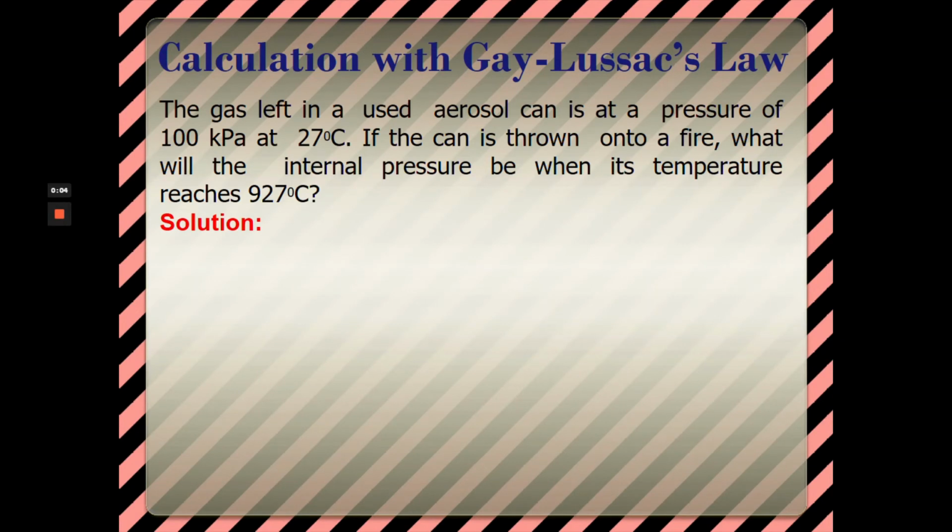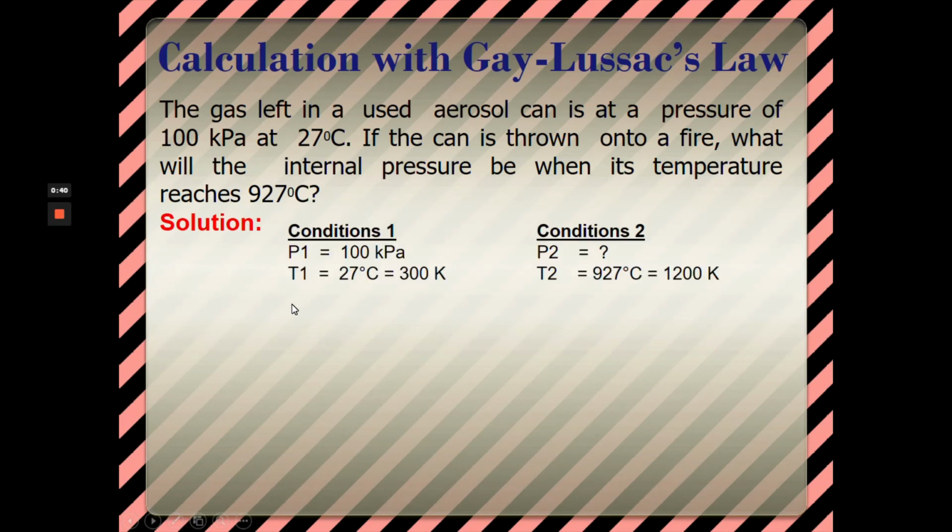The gas left in a used aerosol can is at a pressure of 100 kilopascal at 27 degrees C. If the can is thrown onto a fire, what will the internal pressure be when its temperature reaches 927 degrees C? First of all, take out the information given in the question. We know that given is the pressure and temperature before, and we have the temperature after. The question is asking for the pressure P2.